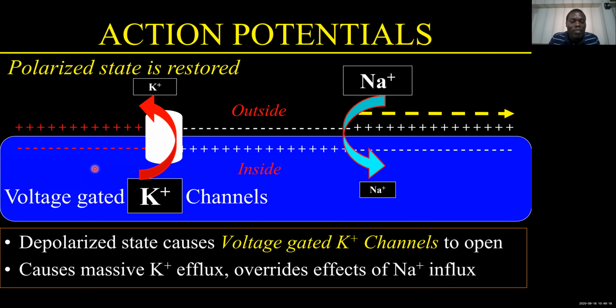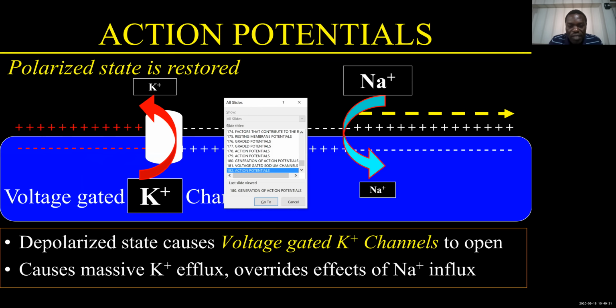Then now the cell membrane needs to go back to its resting state. This is the whole concept of action potentials and how they are propagated. Remember, the first event must be sodium influx that causes depolarization. Then later on, potassium efflux comes to restore the membrane to its normal state.